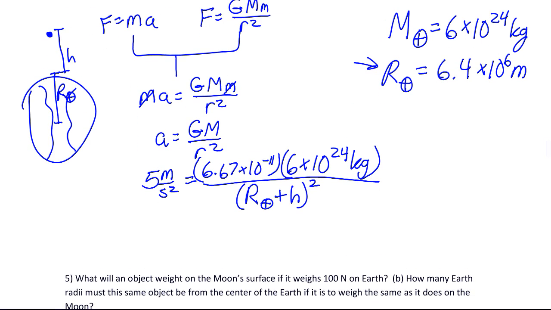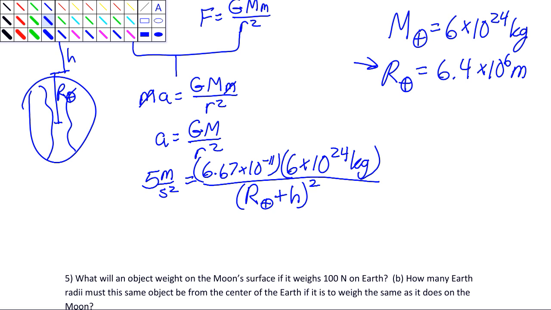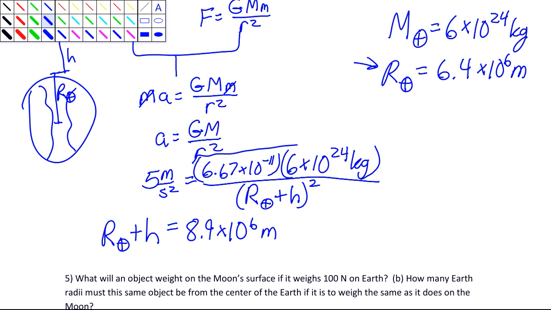All right, so now it's really just a matter of solving for h. It's probably easier to solve for the radius of the Earth plus h first, and we find that to be 8.9 times 10 to the 6 meters. I'll leave you to do that, but basically you're taking this value and dividing it by 5, and then taking the square root. Then we can solve for h by subtracting the radius of the Earth, 6.4 times 10 to the 6 meters, and I get 2.5 times 10 to the 6. So that is h.